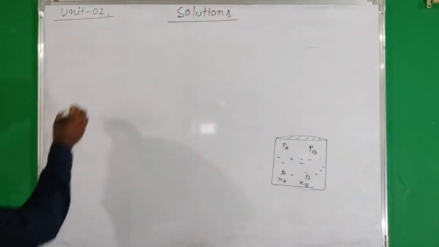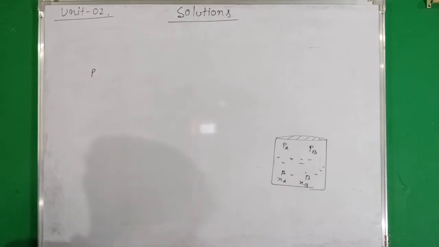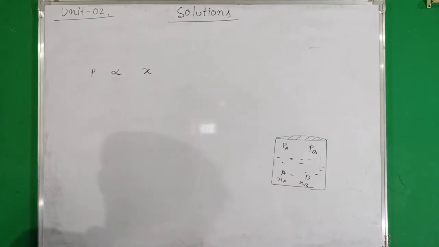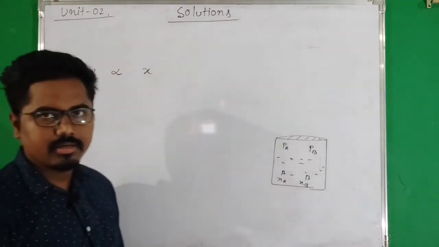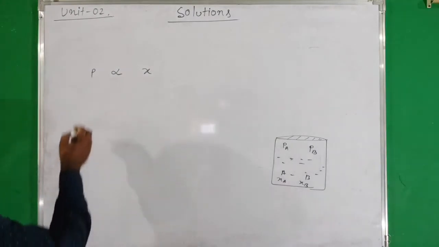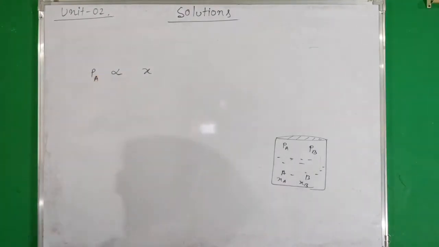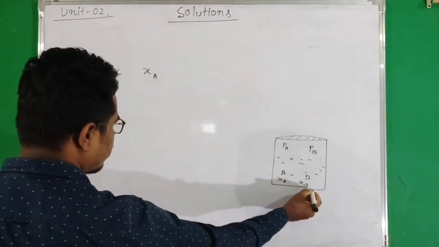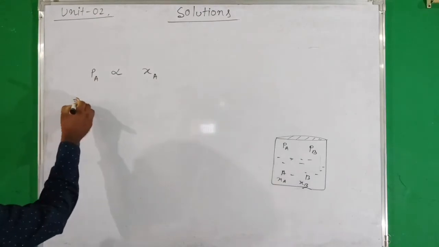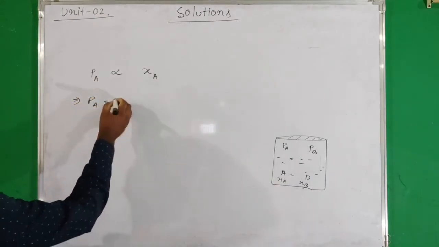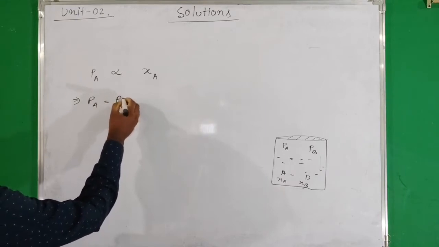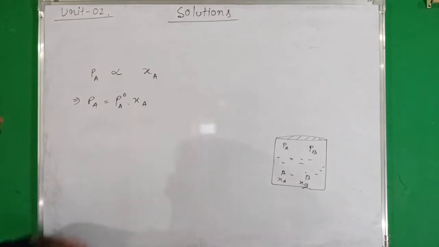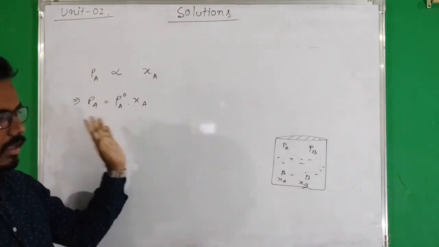Raoult's law, the partial vapor pressure of a component is directly proportional to the mole fraction of the component in the solution. Okay, suppose we are considering A, so the partial vapor pressure of A is directly proportional to the mole fraction of A in the solution. This implies PA equals, here we have to put a constant, and the constant is PA naught, into XA, and PA naught is the vapor pressure of pure liquid A.